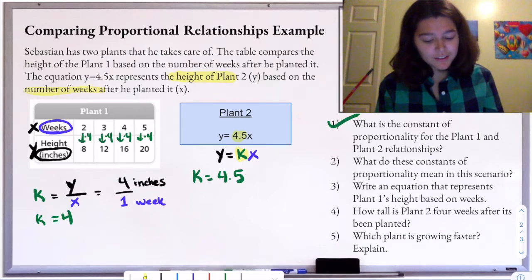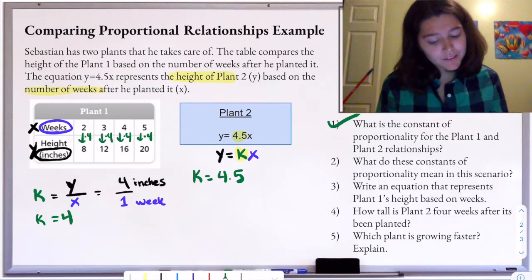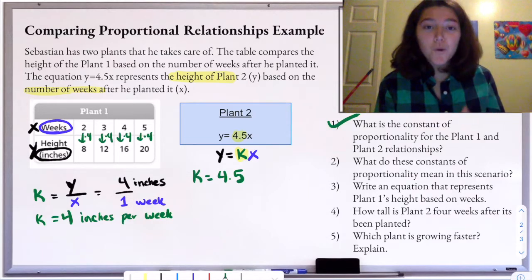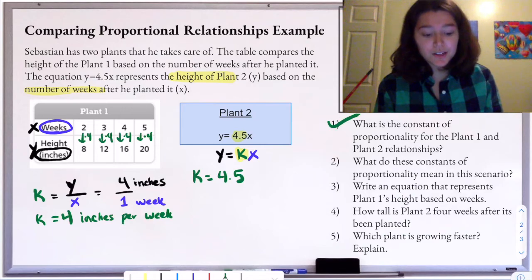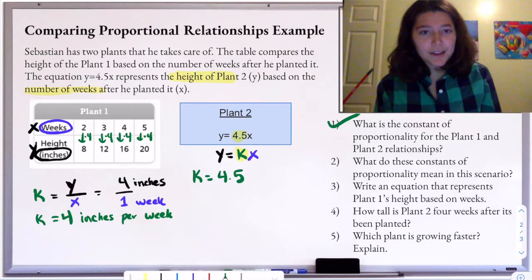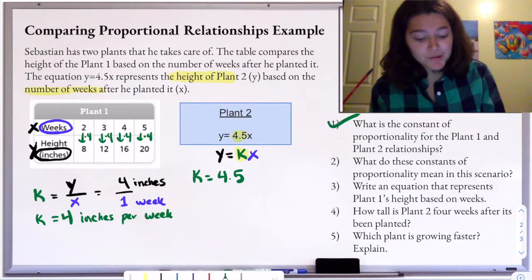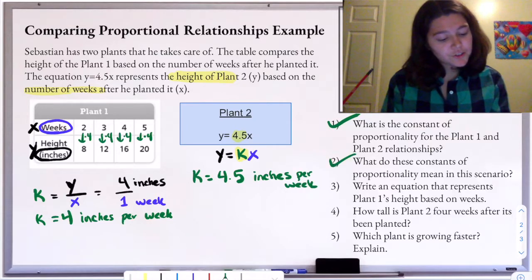Okay, so in this case, this constant of proportionality means the plant grows 4 inches per week. So it gets 4 inches taller every week. Okay, and then that's going to be the same for plant 2 because we're talking about the same units. So for plant 2, it's getting 4.5 inches bigger per week. Now let's look at our third question.